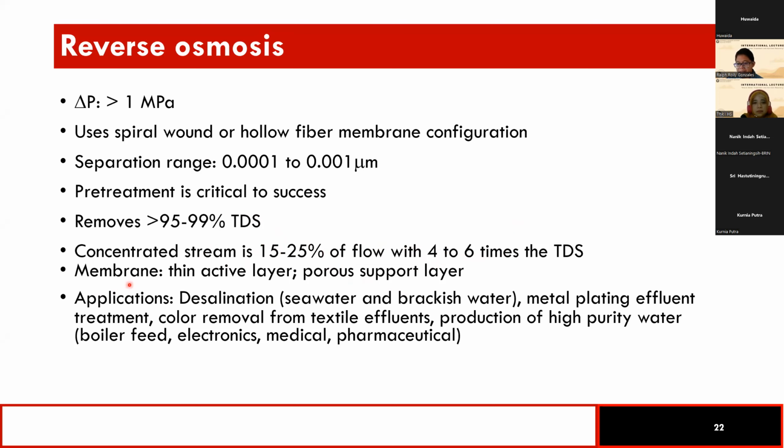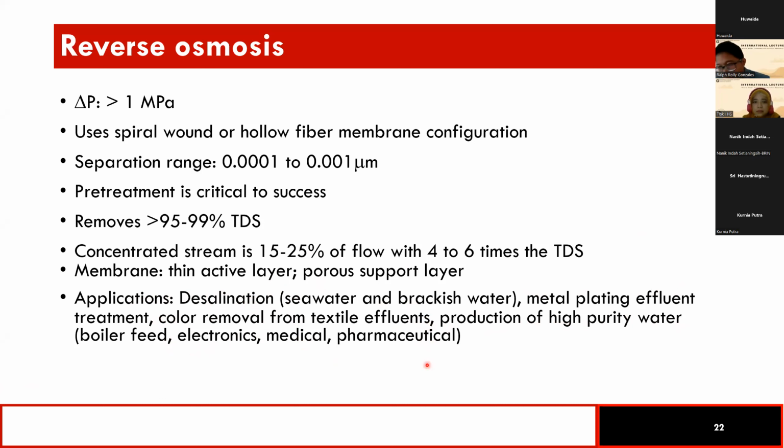This membrane typically consists of a thin active layer, usually polyamide, and a porous support layer, typically polysulfone. So this membrane can be applied for various industries such as desalination, metal plating effluent treatment, color removal from textile effluents, and production of high purity water for different industries such as boiler feed, electronics, medical, and pharmaceutical applications.